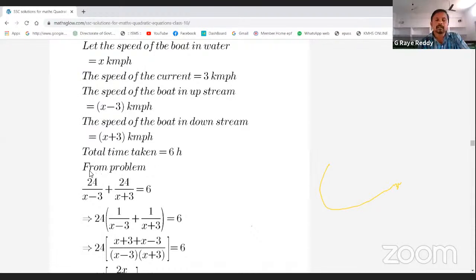According to the problem, what is the formula? Time is equal to distance by speed. Here distance is 24 kilometers and speed is x minus 3. Upstream speed is x minus 3. So 24 kilometers distance by speed, and speed in downstream is x plus 3. For up and down, the boat is taking a total of 6 hours. So we have to equate the equation to 6.